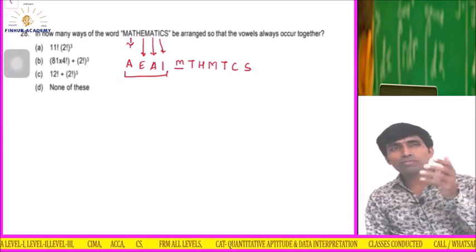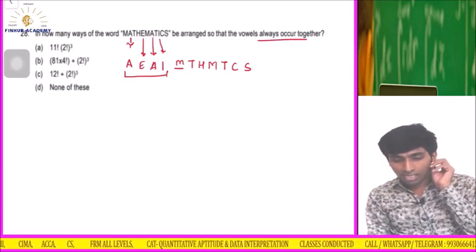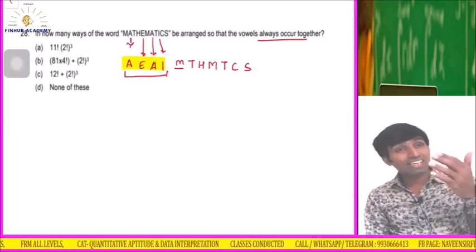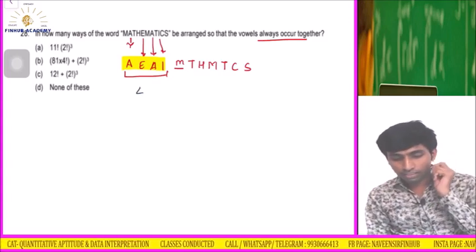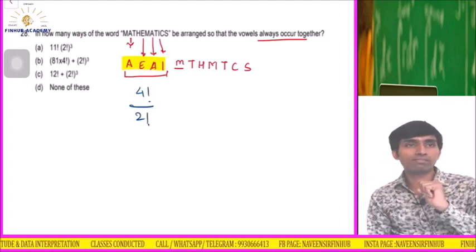Understood? But what we used to do, whenever there was restriction, like vowels always occur together, so I will treat this as one set. Okay, let's go slow. First step, I will arrange this. What? Vowels. So to arrange the vowels, how do we arrange? 4 factorial upon 2 factorial. Why? Because A is getting repeated 2 times. We have done this.